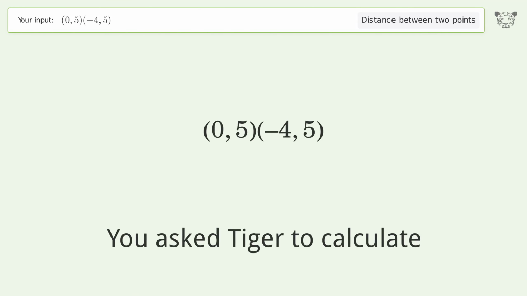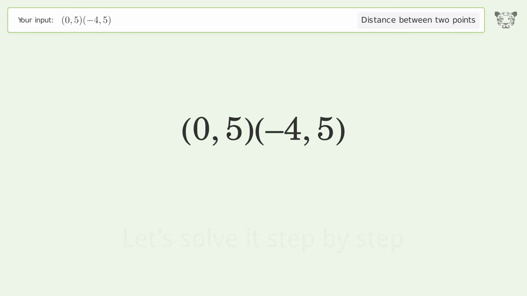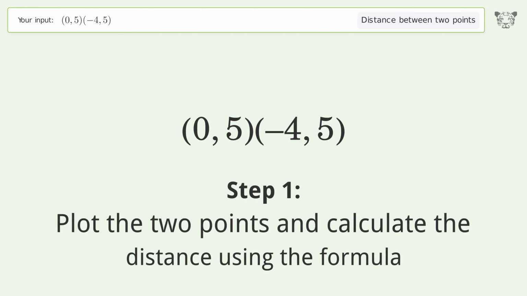You ask to calculate the distance between 2 points. The distance between the 2 points is the square root of 16 or 4. Let's solve it step by step. Plot the 2 points and calculate the distance using the formula.